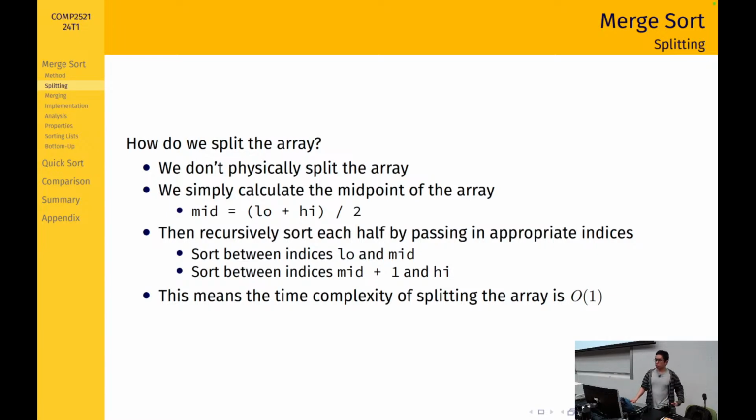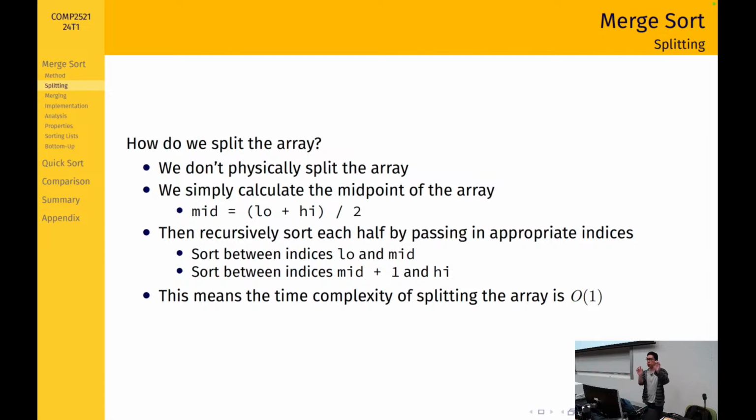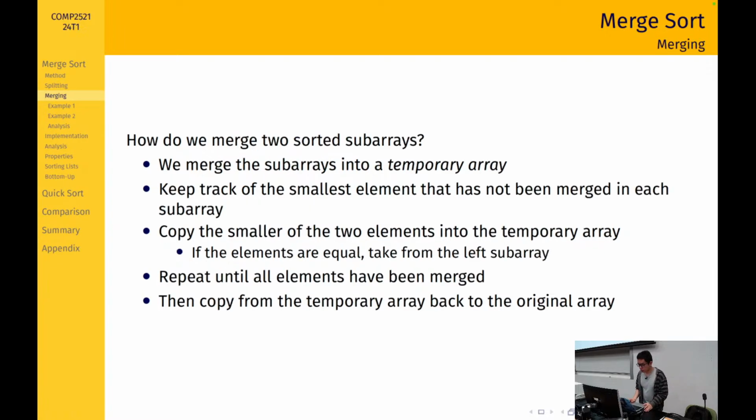Now, that's splitting, but the more complicated part is merging. Merging is where most of the work actually gets done during merge sort, because splitting is really easy. What happens once we get down to those individual elements and we have to merge them? Here are the details of merging, but the main point is that it uses a temporary array. So if we have two sorted subarrays, we create a temporary array, merge the items from those arrays into the temporary array, and at the end we copy it back into the original array.